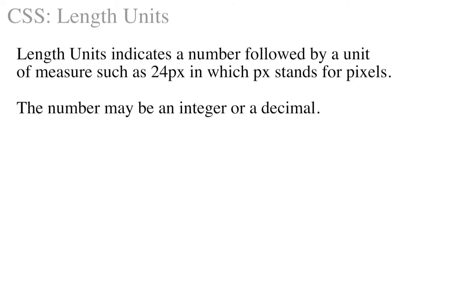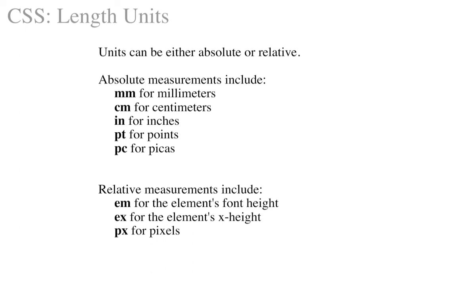Length units indicates a number followed by a unit of measure such as 24 px, in which px stands for pixels. The number may be an integer or a decimal. Units can be either absolute or relative. Absolute measurements include millimeters, centimeters, inches, points, picas. Relative measurements include the element's font height, em, the element's x height, ex, or pixels.